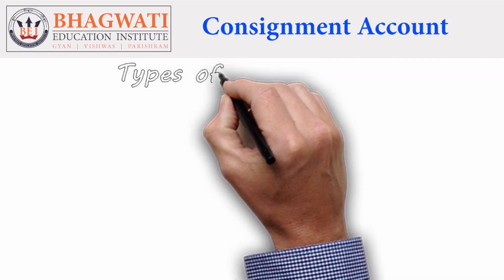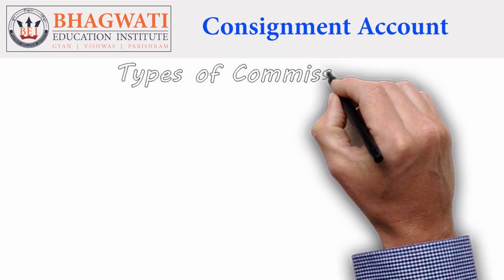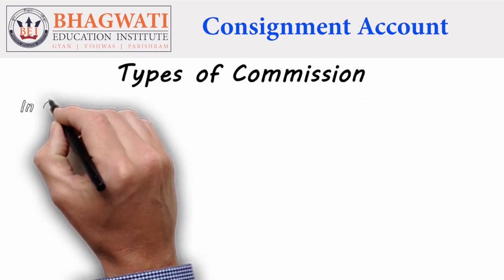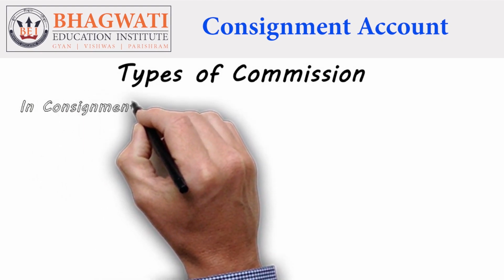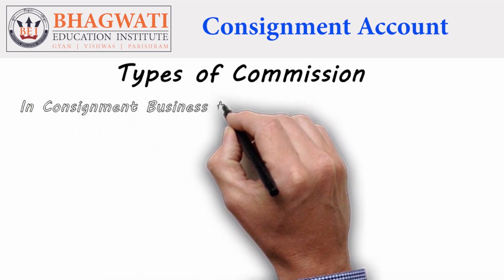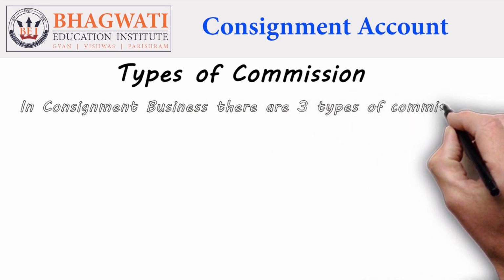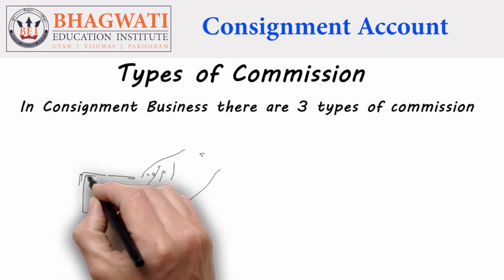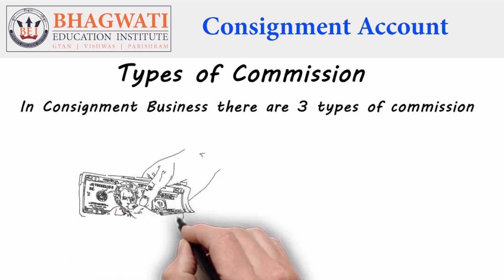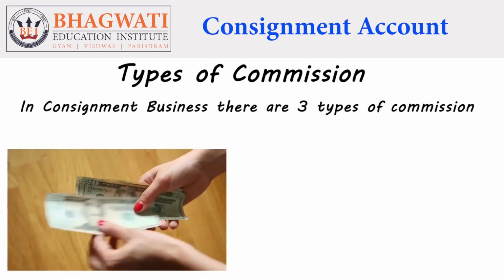Now let us discuss types of commission in consignment business. Theoretically, there are three types of commission given in consignment business. Why am I emphasizing the word theoretically? Because in practical life, commission is something which can be mutually decided by the consignor and consignee. There can be n number of ways of calculating the same.